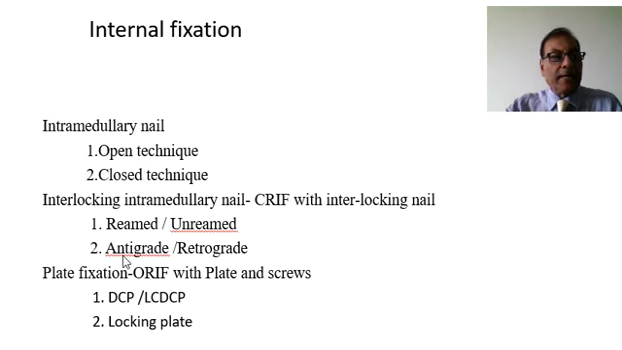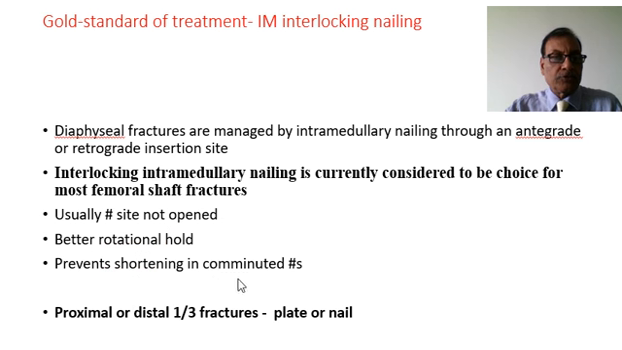It can be done with the antegrade or retrograde. Antegrade means you are putting the device superiorly from the piriformis fossa in between the greater trochanter and the neck of the femur. Retrograde through the knee joint, it will go in the femur. Plate fixation, there could be DCP, the most common plate, dynamic compression plate. Another can be, many people are doing it, LCDCP, low contact dynamic compression plate. And locking plate has come in a bigger way. In some of the osteoporosis cases, you do locking plates.